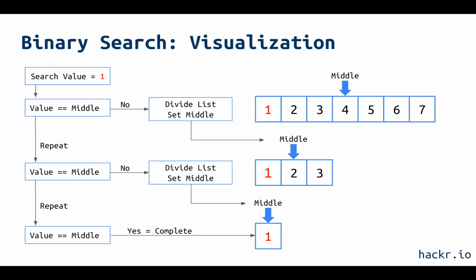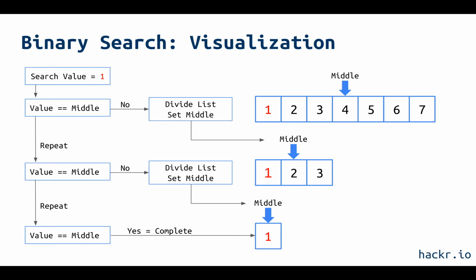One of the best ways to make sense of binary search is with a simple visualization. So let's look at this now. We have a search value of 1 and a sorted list. As you can see, the elements in the array are sorted from 1, 2, 3, 4, 5, 6, 7. Remember, with binary search, the list is always sorted.